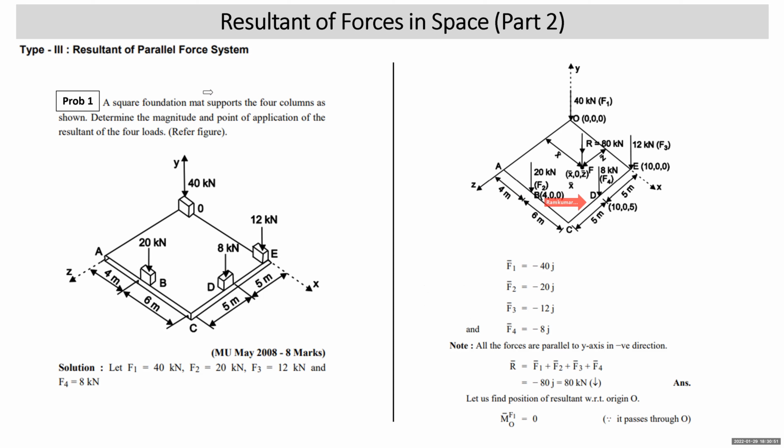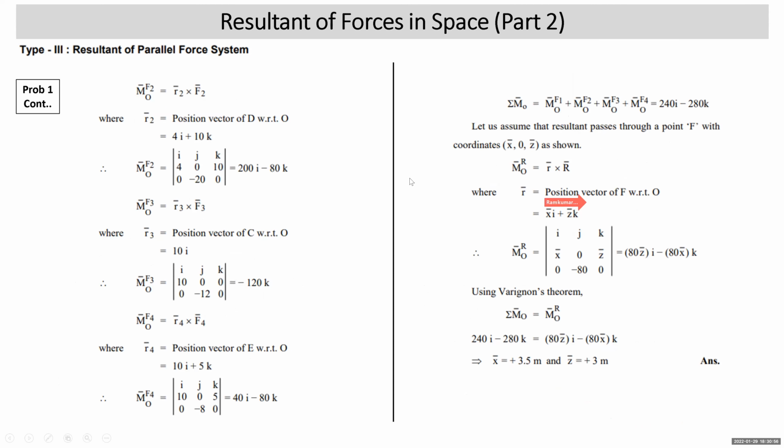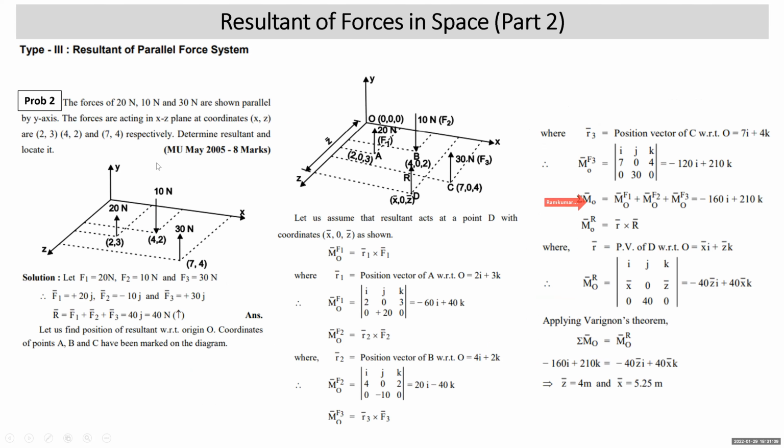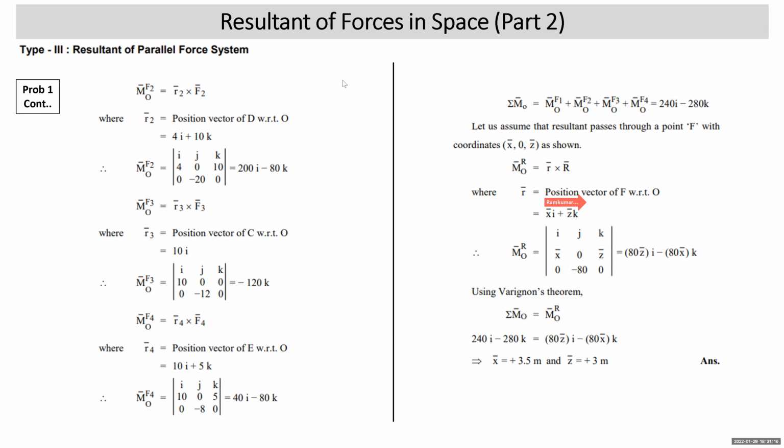Now let's turn to the next page. The moment of F2 about O is R2 cross F2. R2 bar is the position vector of B with respect to O. Coordinates of point B were 4, 0, 10. So it is 4i plus 10k. So the moment of F2 about O is the determinant of i, j, k; R2 bar 4, 0, 10; and the force vector F2 bar coefficients.